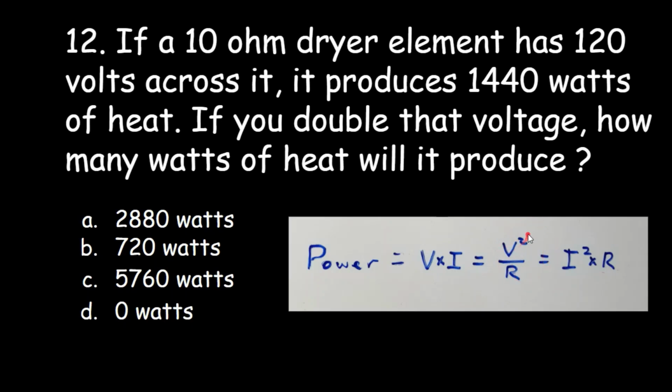It's voltage squared, or voltage times voltage divided by resistance. If you double that, you have 240 volts across it. Then you're going to take 240 times 240, divide that by 10 ohms, and that gives you 5760 watts. And again, that's not very intuitive because you're doubling the voltage and you're going from 1440 watts to 5760, but that's just how power works. So the answer is 5760.